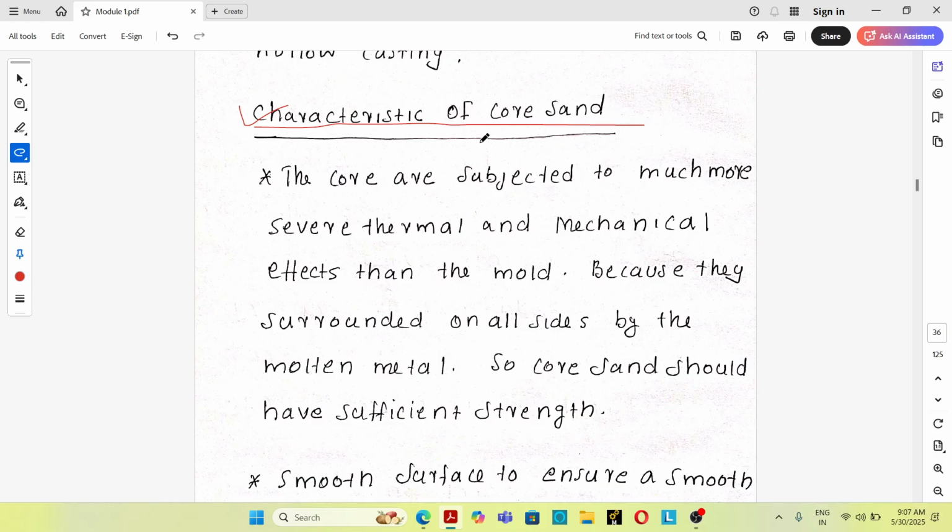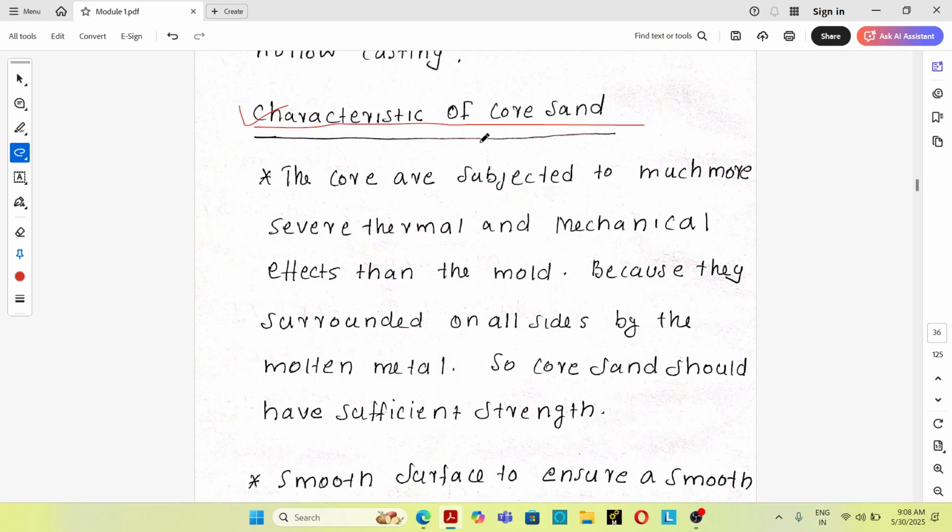See, there are mainly three characteristics for a core sand. It should have high refractory strength. The surface of the core should be very smooth and should have high collapsibility. So these three are the main characteristics of a core sand. Core sand should have high refractory strength, a smooth surface, and high collapsibility.